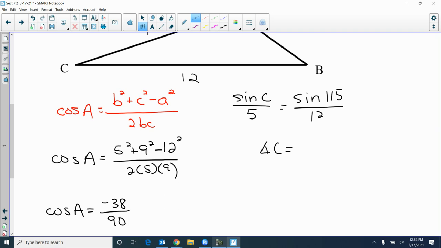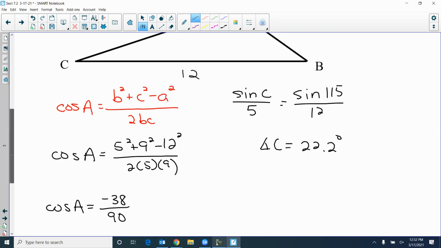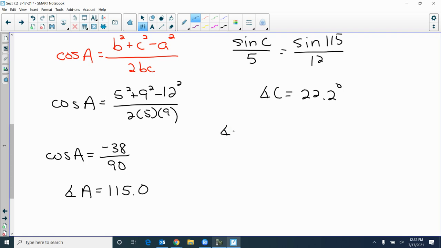I got 22.2 degrees. 22.2. And so I got angle A, angle C, angle B is going to be 180 minus 115 minus 22.2. Clev, let me know what you get. 42.8. We agree? We good? All right.